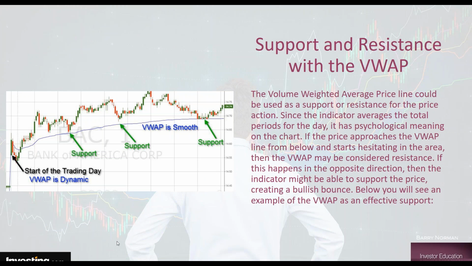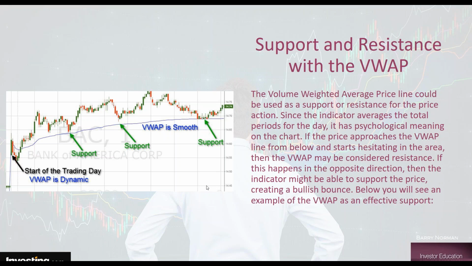Now, support and resistance with VWAP. That's one of the things that VWAP is extremely good at, giving you a support or resistance line. So the volume-weighted price could be used as support and resistance for the price action. Since the indicator averages the total periods of the day, it has psychological meaning on the charts. If the price approaches the VWAP line from below and starts hesitating in the area, then the VWAP may be considered resistance. If this happens in the opposite direction, then the indicator might be considered support.